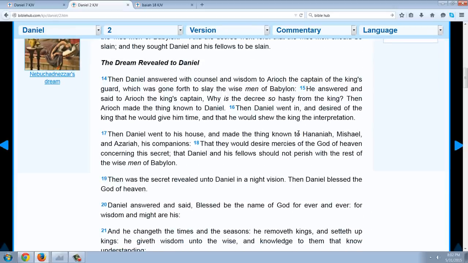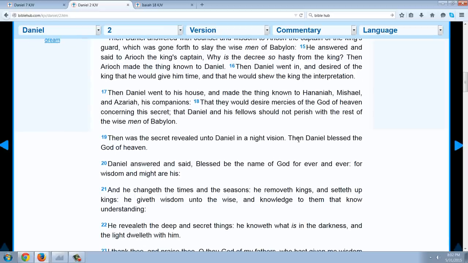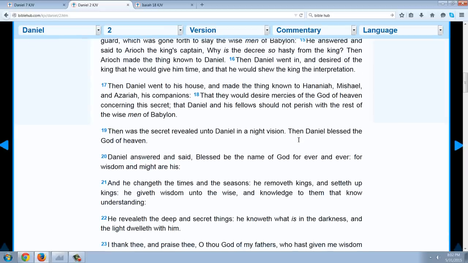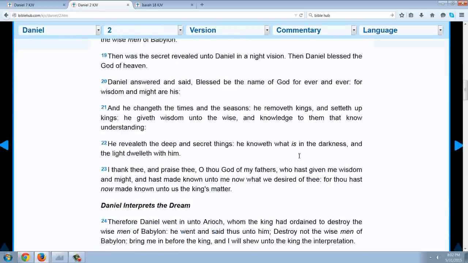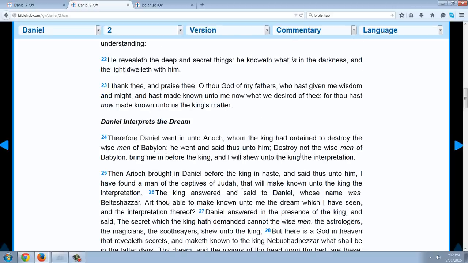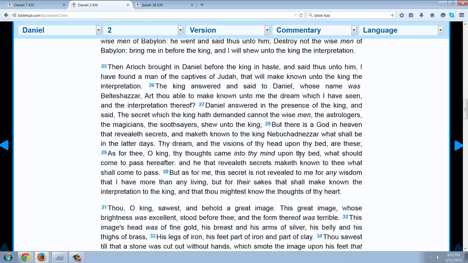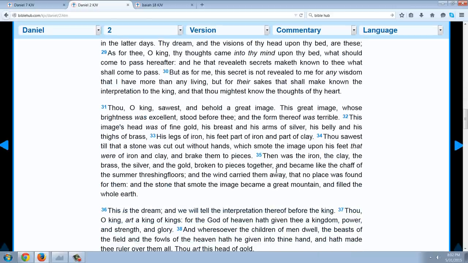Now, Daniel was actually given by God the answer. He not only was given the answer to the interpretation of the dream, but he was actually given the dream. And he came before Nebuchadnezzar, and he revealed the dream, and he revealed the interpretation of the dream. Now, this is the interpretation.